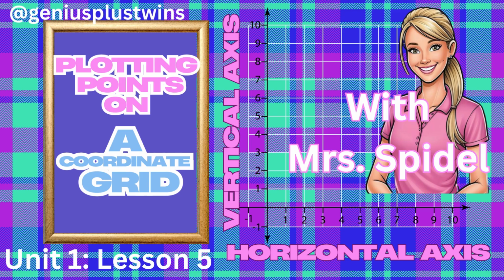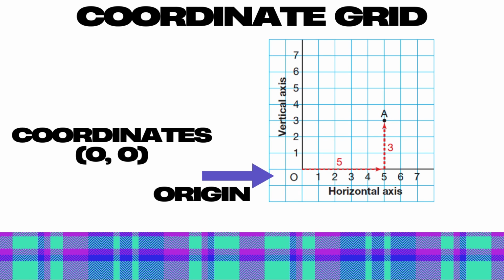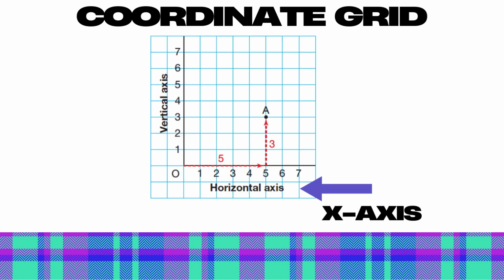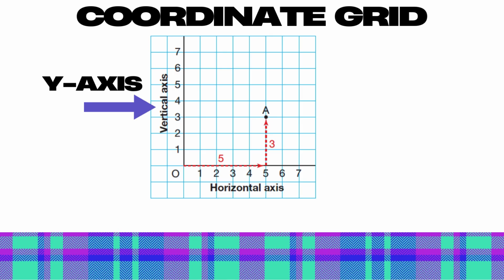Let's get into it. First, a coordinate grid is like a map that helps us locate points. It's made up of two lines that cross each other. This crossing point is called the origin, and its coordinates are 0 and 0. The horizontal line going from left to right is called the x-axis, and the vertical line going up and down is called the y-axis.